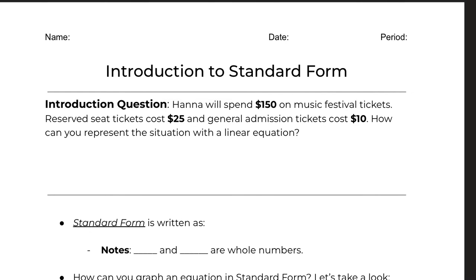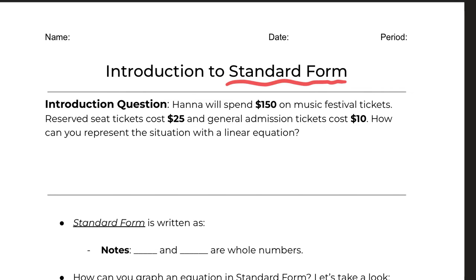Alright, so the purpose of this video is just to get an understanding of linear equations in what we call standard form. This is actually a file that I use for my students. We're just going to look at the uses of standard form, why it can be useful, and how we can actually apply standard form to a graph.